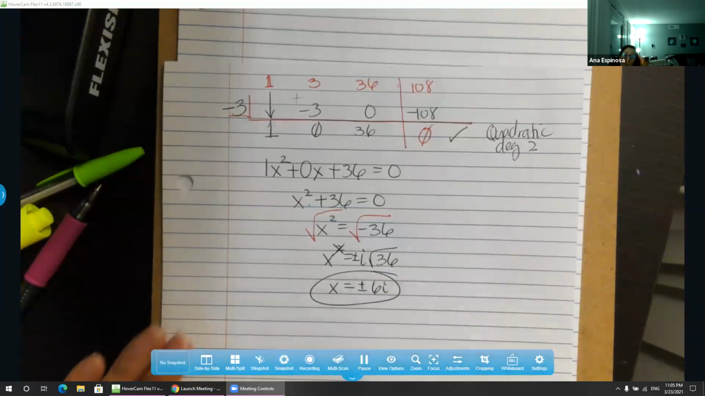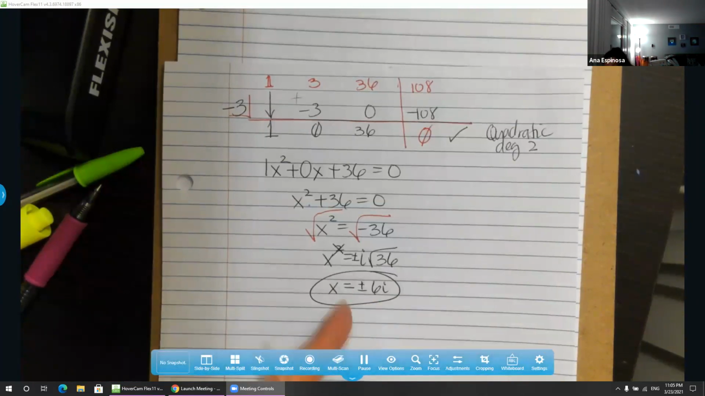They were imaginary. So if you were to plug that equation into the graphing calculator, you would only see 2 visible zeros. The other 2 are imaginary, but there's a total of 4. Between the complex ones and the real ones, there's a total of 4. Okay.